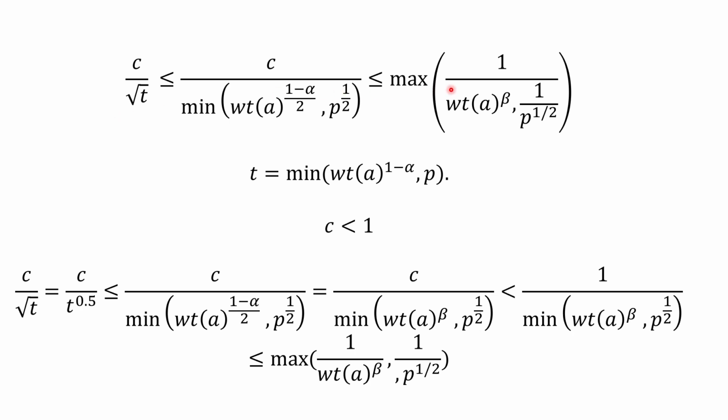Next, we have this. We remember the definition of t, and we remember that c is less than 1. We take the first one, we write it in a different way, and then we write the definition of t. We get this result right here. Remember that 1 minus alpha divided by 2 is beta. So we replace it, and we get the result.